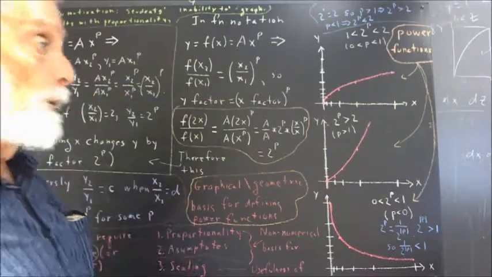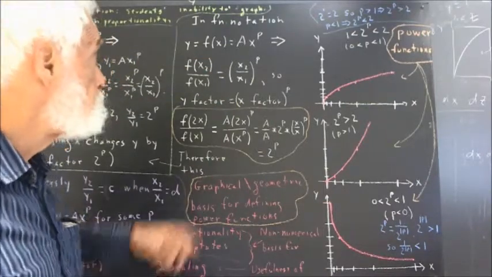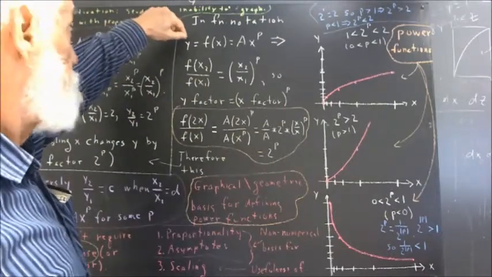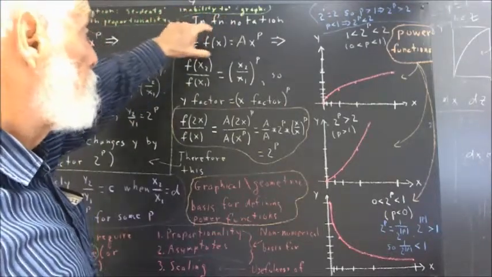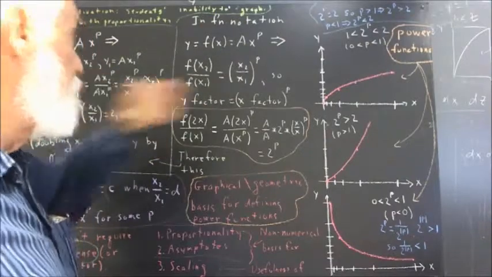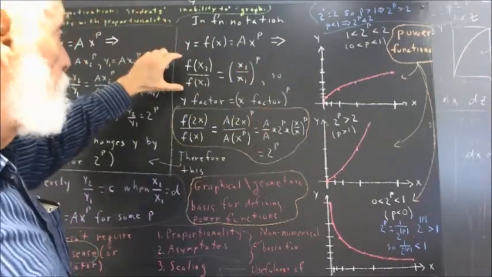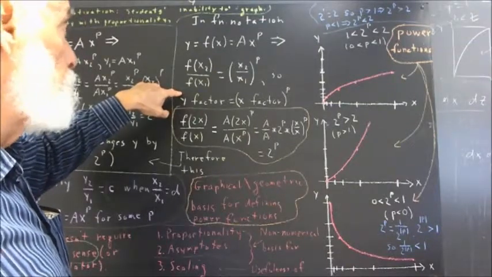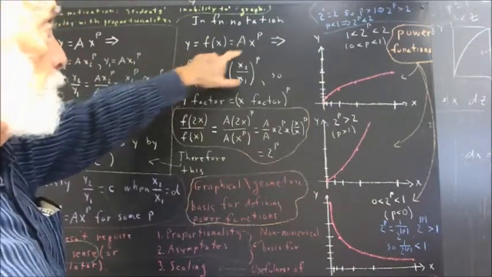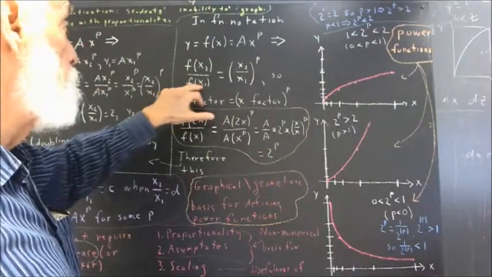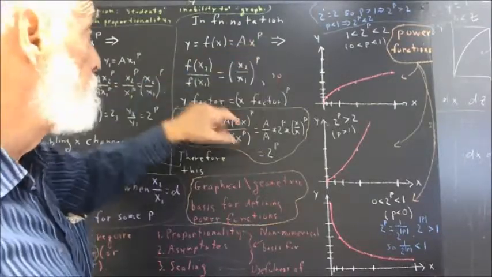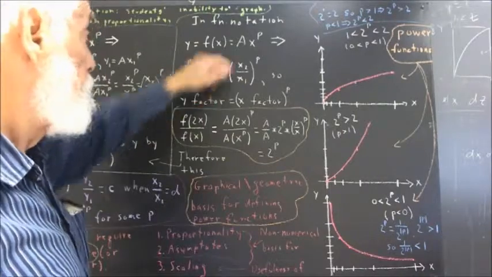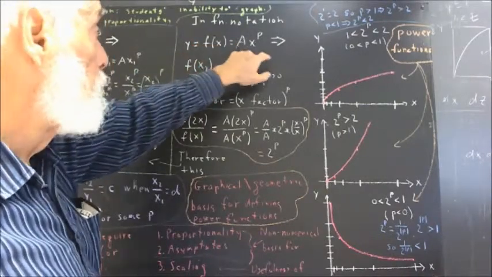You might not be familiar with all its advantages, and you might wonder why we even use it. But in any case, if y equals f of x equals ax to the p, then it follows that f of x2 divided by f of x1 is what? Well, f of x2 is ax2 to the p, f of x1 is ax1 to the p, and if you divide ax2 to the p by ax1 to the p, you get x2 over x1 to the p.